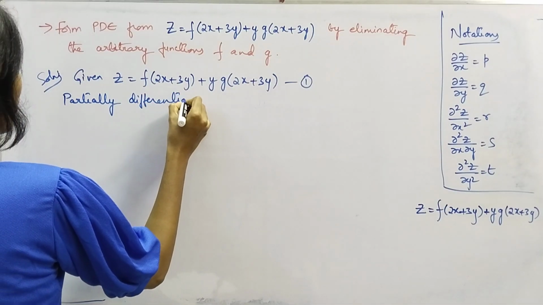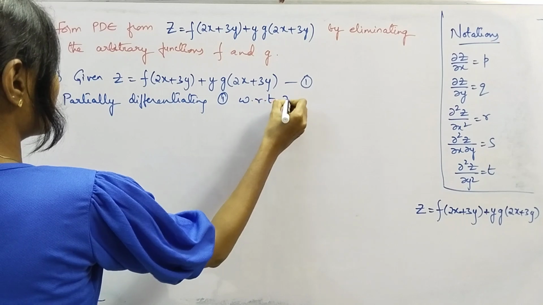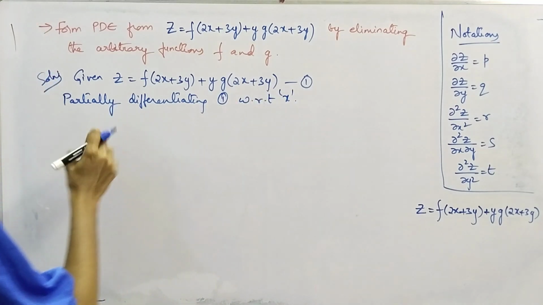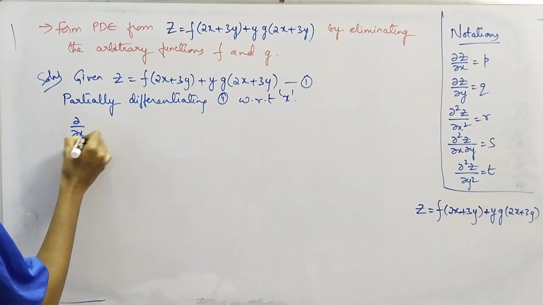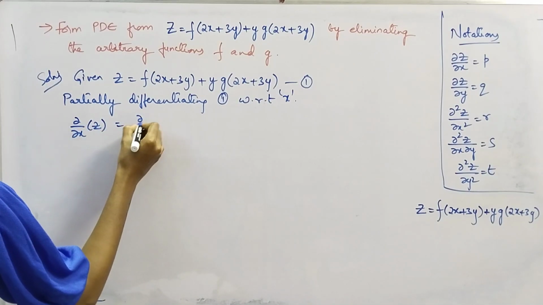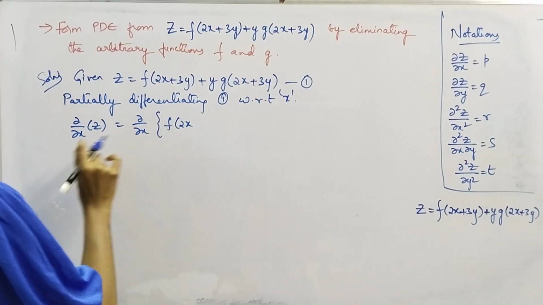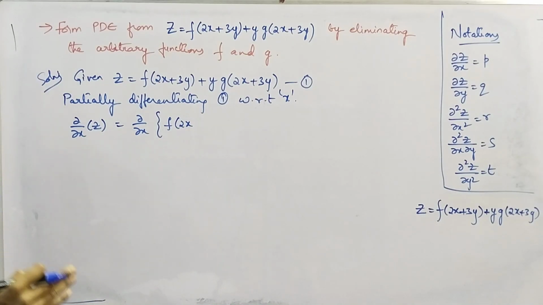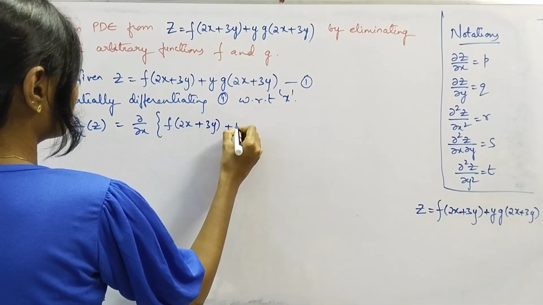Partially differentiating 1 with respect to x. Just apply dou by dou x on both sides of the equation, or you can do it directly. It's not necessary to write dou by dou x on both sides of the equation, okay? Just to avoid error, I'm writing it.